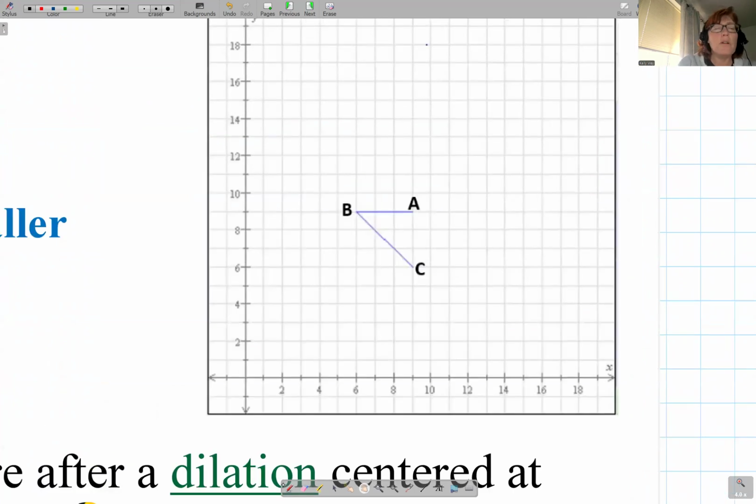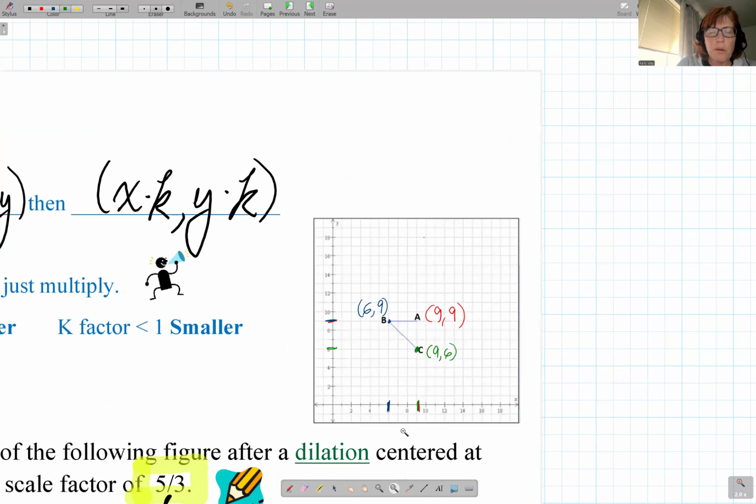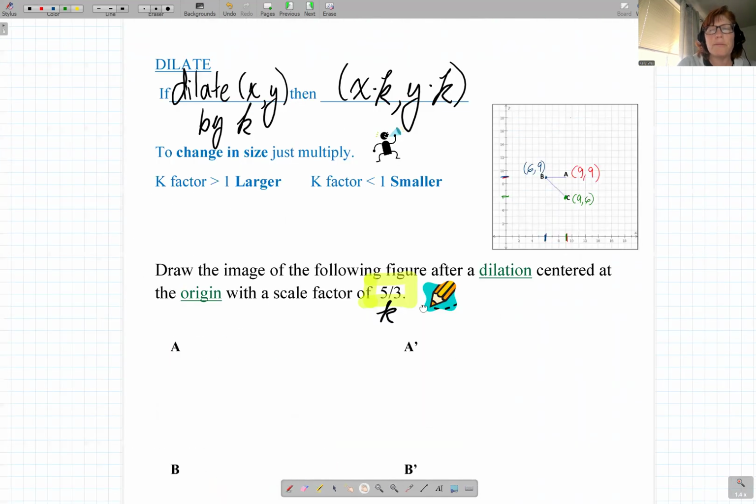And you've got to do this very carefully here. Our A is at (9, 9). Notice how I'm using the chart to be very accurate here. Our B, we walk it down, is at (6, 9). And our C is at (9, 6). So I'm going to take those 3 points. Let's write them down.